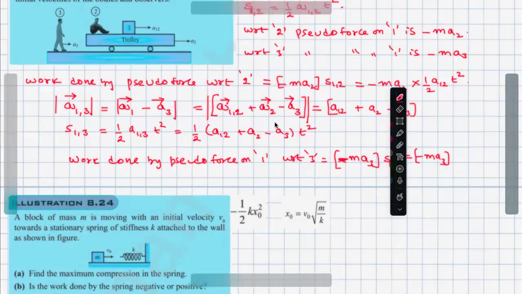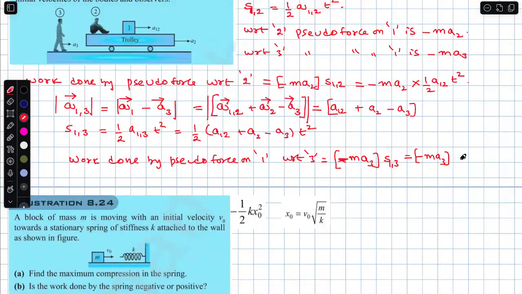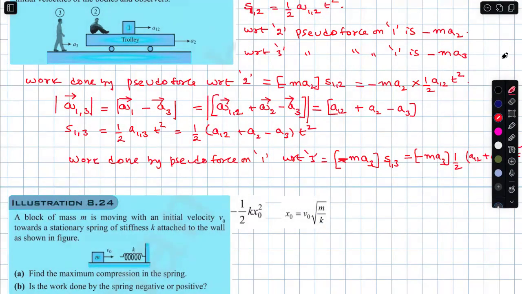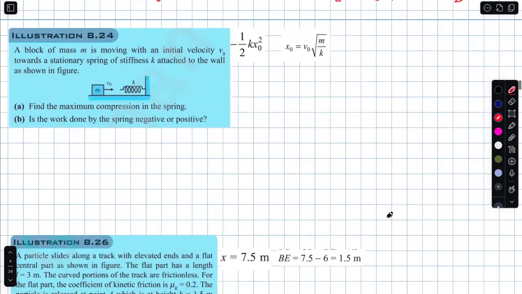Here the displacement is nothing but half of A12 plus A2 minus A3 times T square. Any doubts? Next.